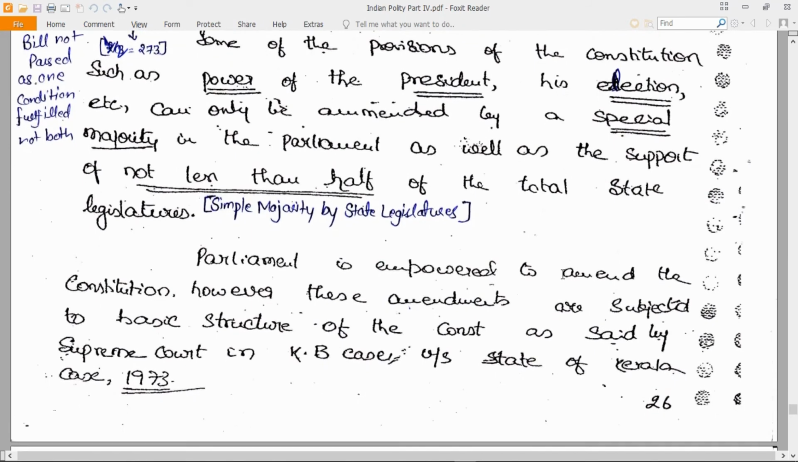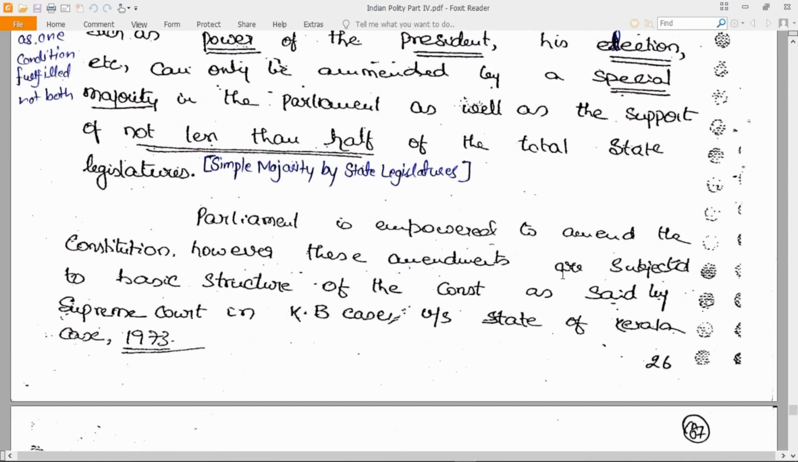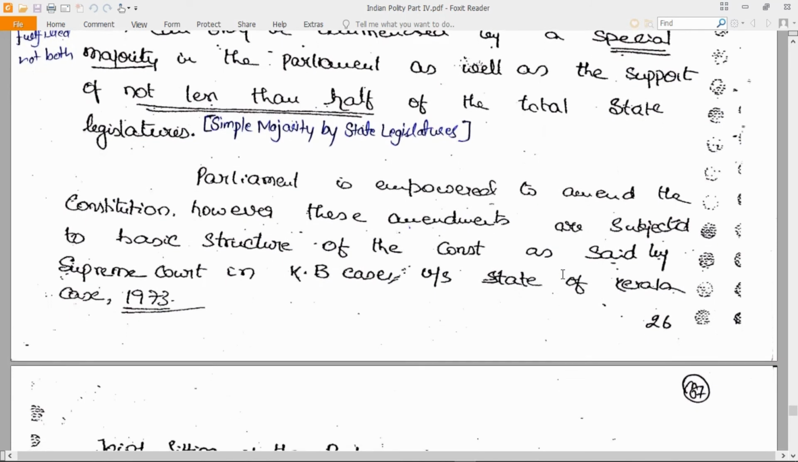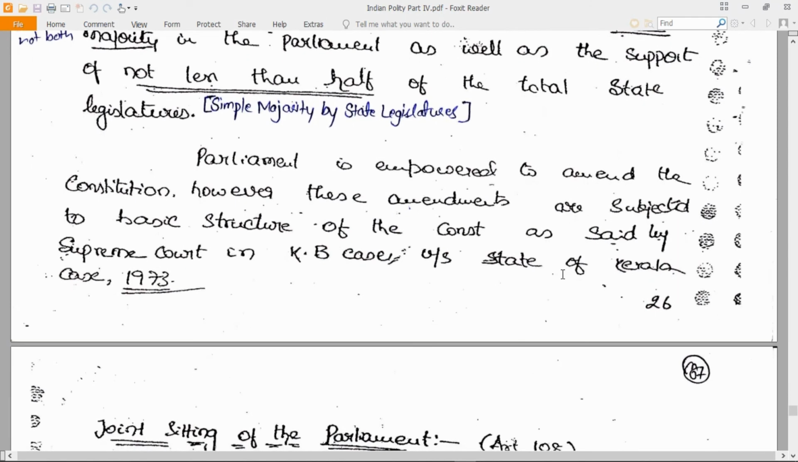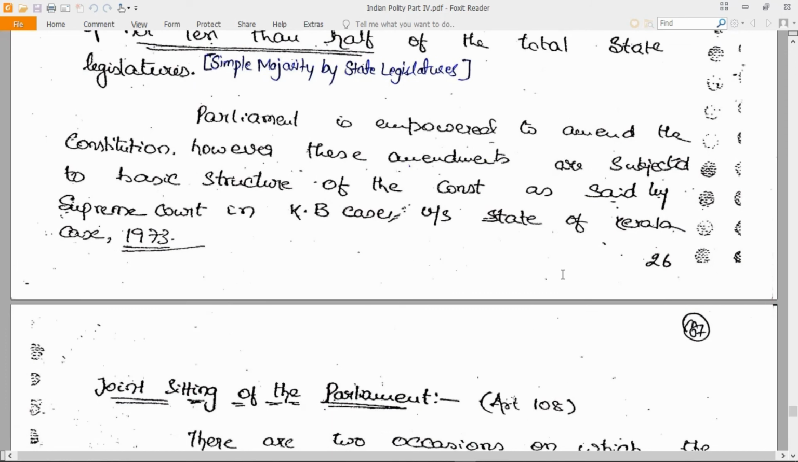The Parliament is empowered to amend the Constitution. However, these amendments are subject to the basic structure of the Constitution, as said by the Supreme Court in Kesavananda Bharati versus State of Kerala case in 1973.